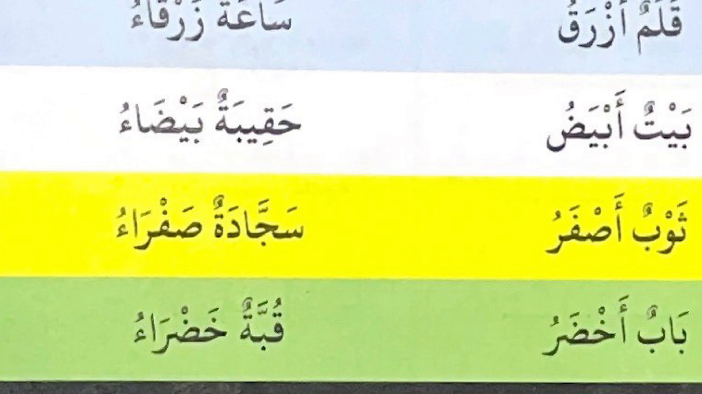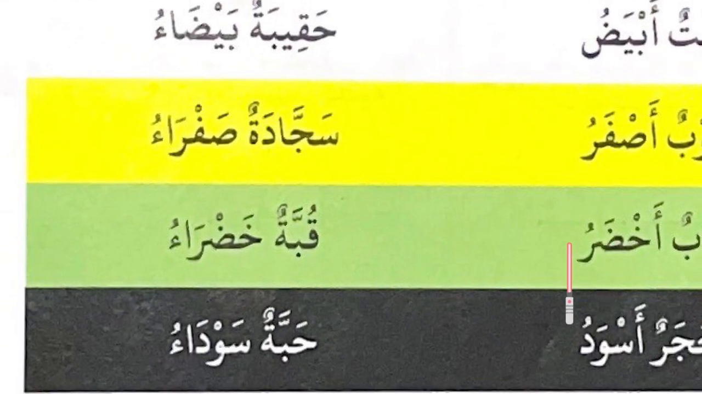Next color is green, akhdar, but for muannas we don't say akhdar, we say khadra. The example here is qubba khadra. Qubba, the dome, the dome of the masjid. Khadra, green, so a green dome.